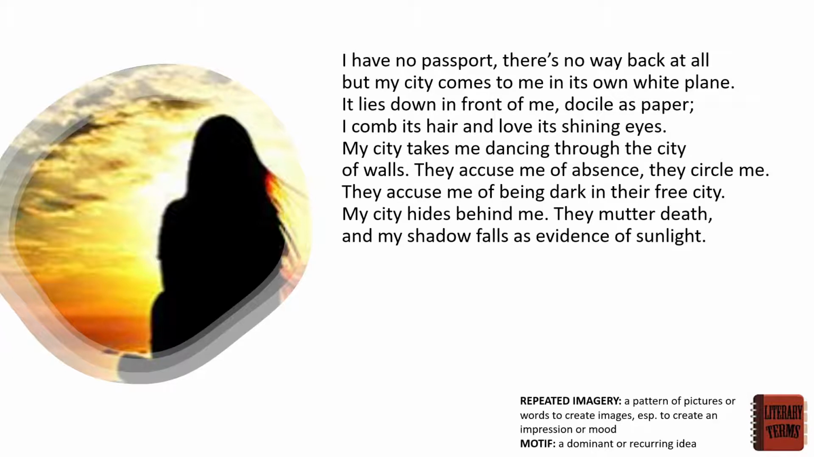But she doesn't end with that, because this is a poem that's absolutely positive and optimistic every time we come to the end of a stanza. "They mutter death, and my shadow falls as evidence of sunlight." Now we've got the sort of juxtaposition here of sunlight and a shadow, sort of dark and light, but of course you need to have light to be able to have a shadow. So this final image is really clever.